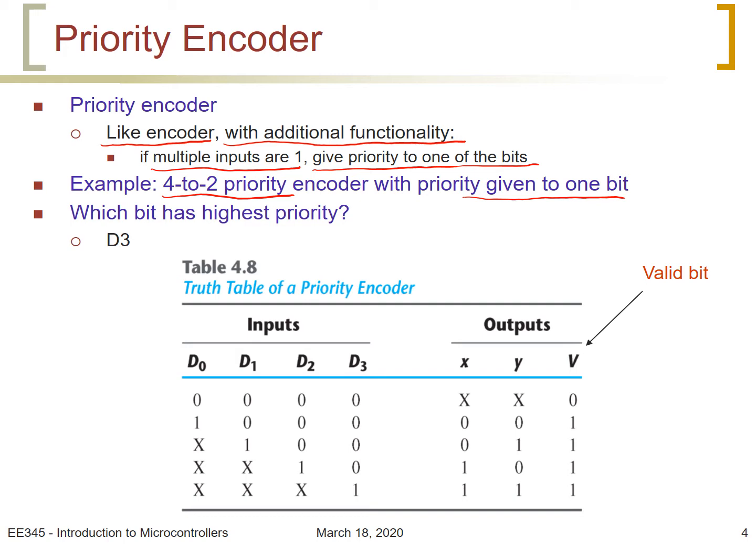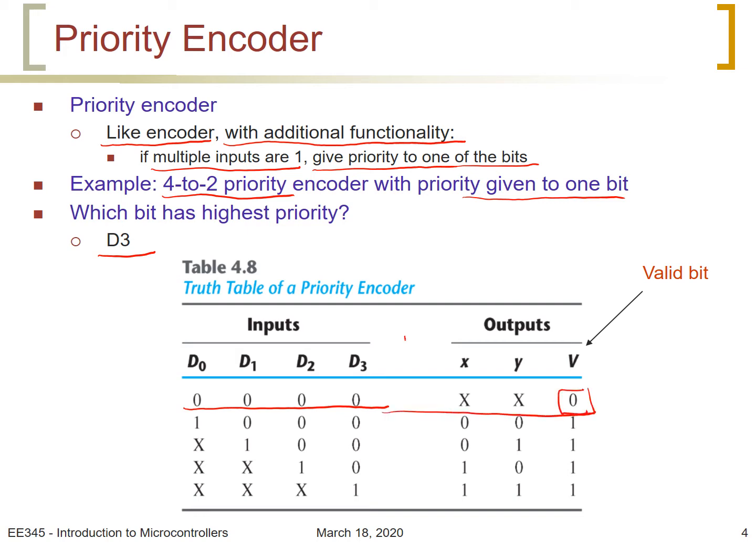If we assume that D3 has the highest priority, the truth table will be developed as follows. Now, of course, we assume that more than one input can be 1, but also we assume that it is possible that no inputs will be 1, which means the inputs D0, D1, D2, D3 can take the values 0, 0, 0, 0. And if that is the case, we say that the input is not valid.